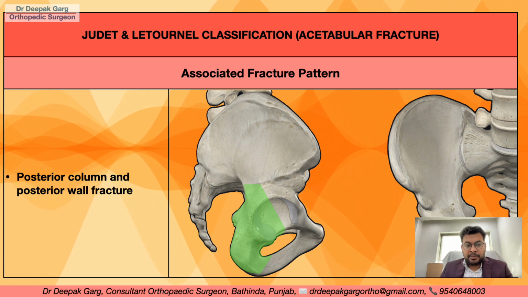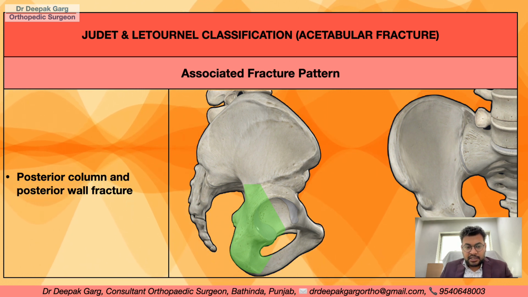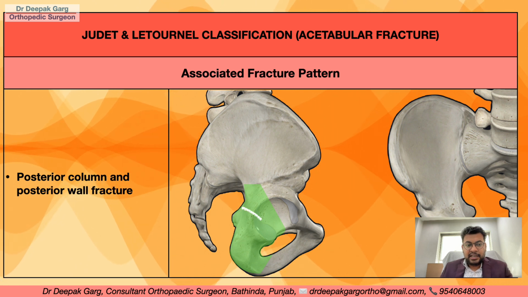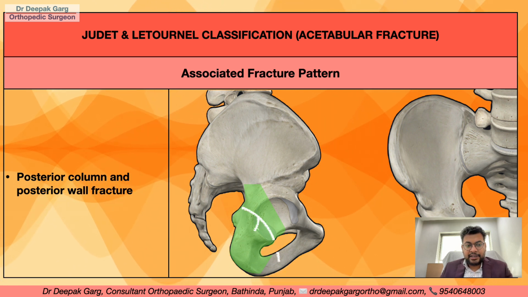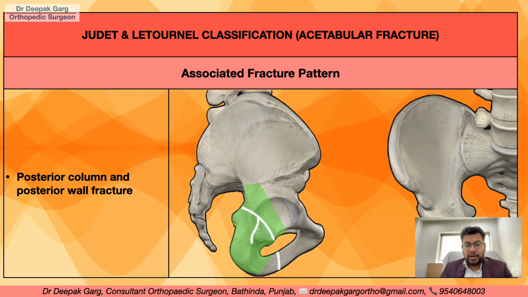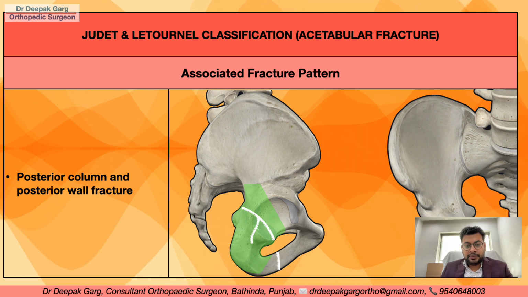Now posterior column and posterior wall fracture. We see this is a posterior column that we can see here, and this fracture is a posterior column fracture and it will involve the posterior wall also. So this is a posterior column and posterior wall fracture. So this was about the Judet-Letourneur classification for acetabular fracture.